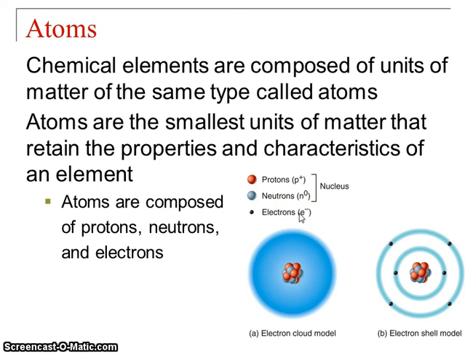So an unreacted atom of any element has the same number of protons as electrons. So their overall charge is 0. Once they react with other molecules and they give away electrons or gain electrons, then their charge can change.